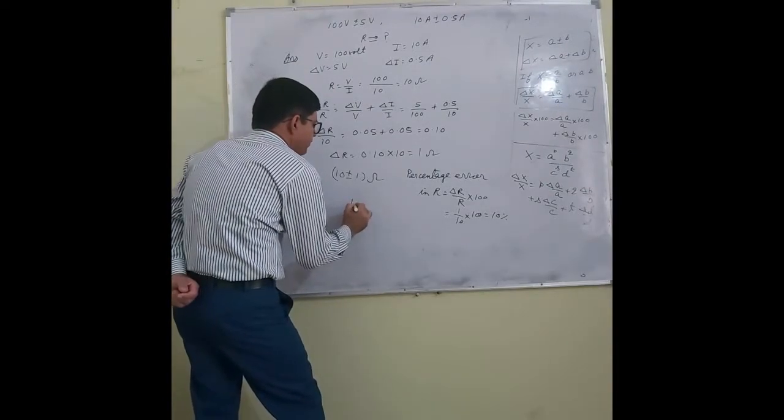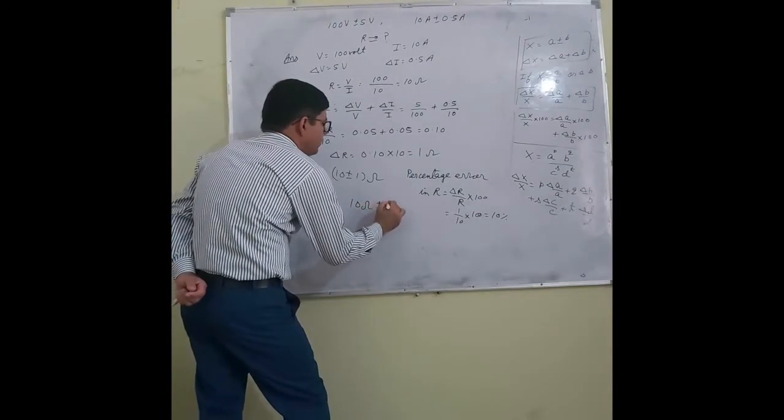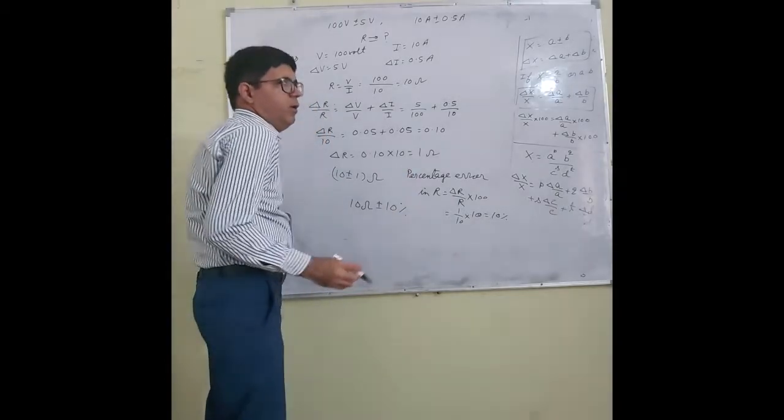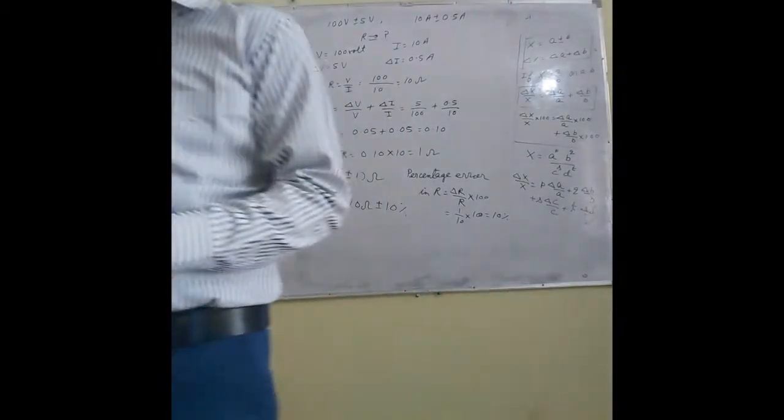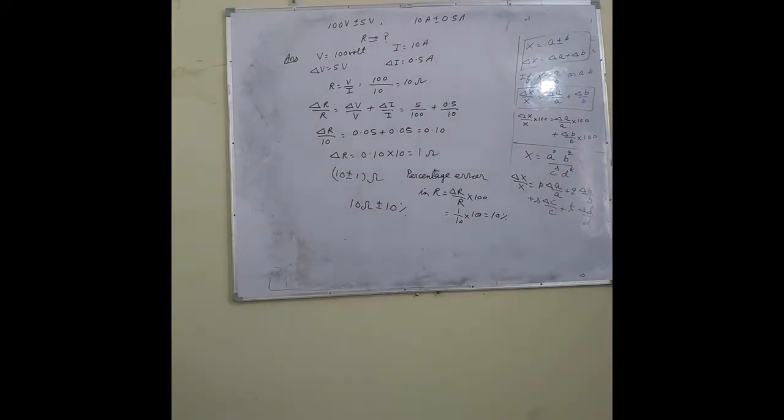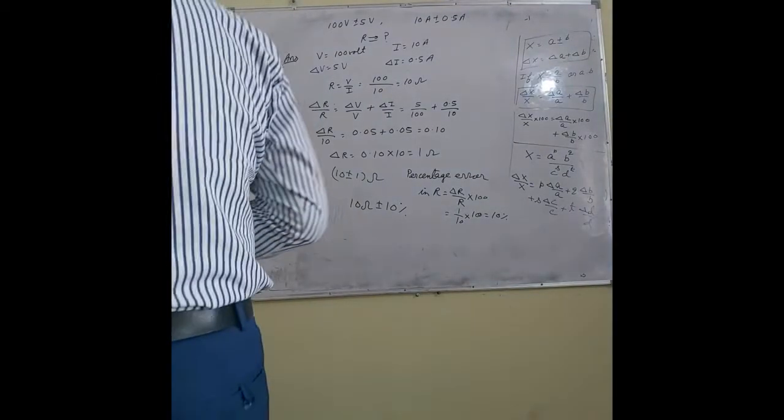And the best way is 10 ohm plus minus 10%, because 10% is a percentage error and percentage error has no units.